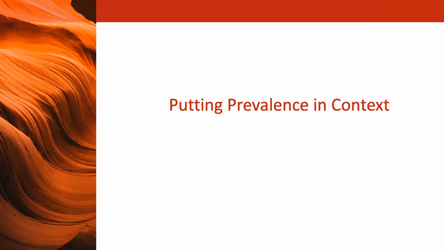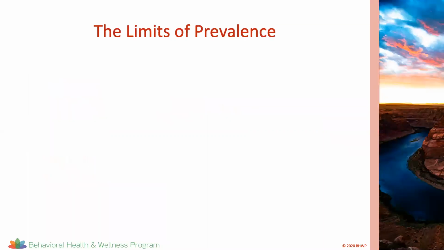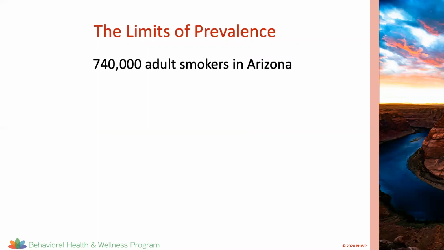I want to start today's presentation by putting prevalence rates into context. They are useful, they are important, but we cannot measure the success of our local, regional, or even our state level programs based on whether or not we see any movement in prevalence rates. According to the last Arizona Tobacco Program biennial report, there are about 740,000 adult smokers in Arizona.